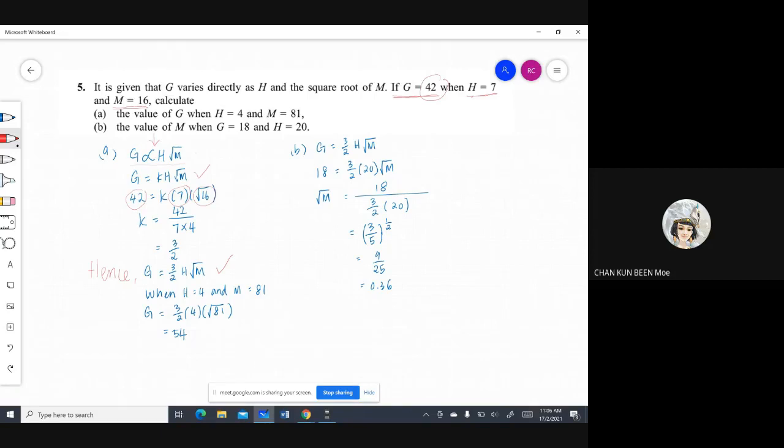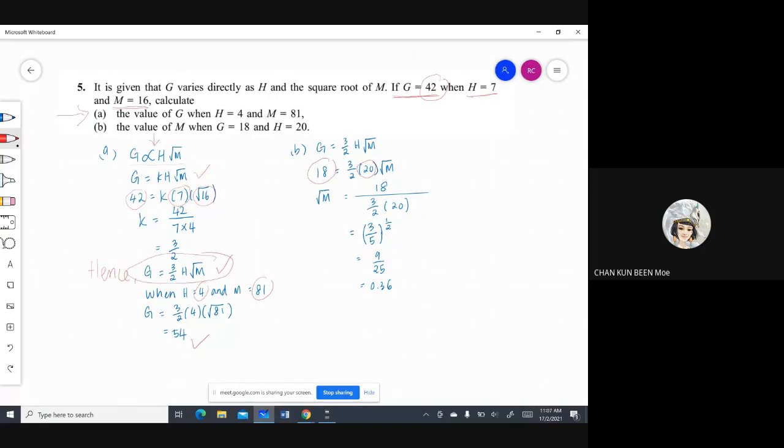Okay, then refer to A. Calculate the value of G when H equal to 4 and M equal to 81. So you substitute the value of H equal to 4 and M equal to 81. Then you get the value of G, 54. Okay, for part B, calculate the value of M when G equal to 18, H equal to 20. So you substitute G 18, H 20 into the same equation that you generated just now.